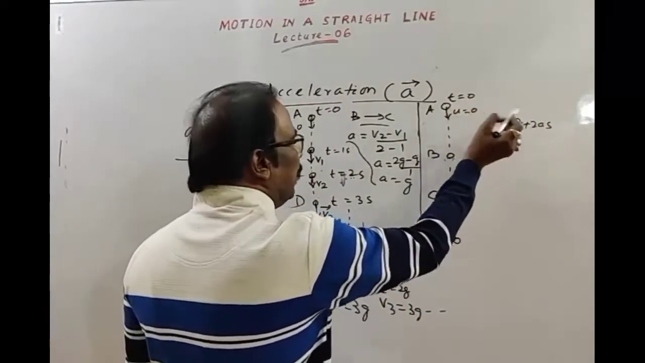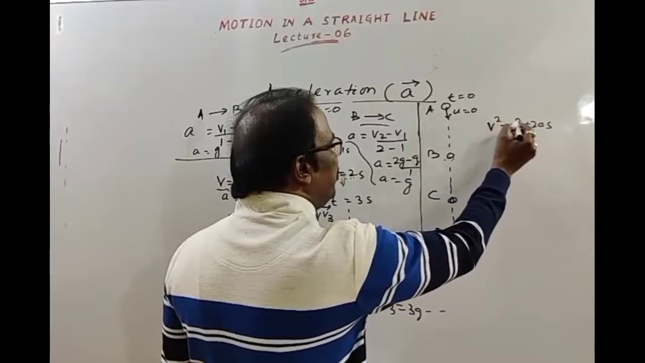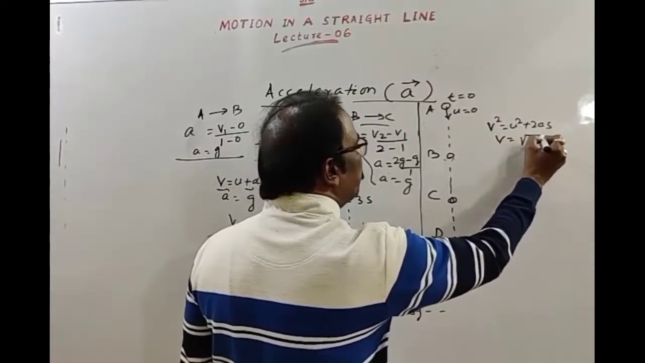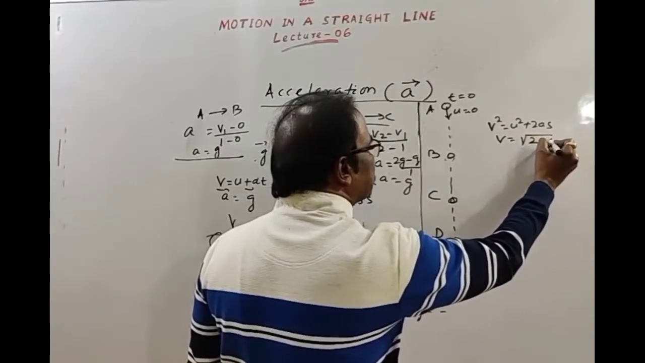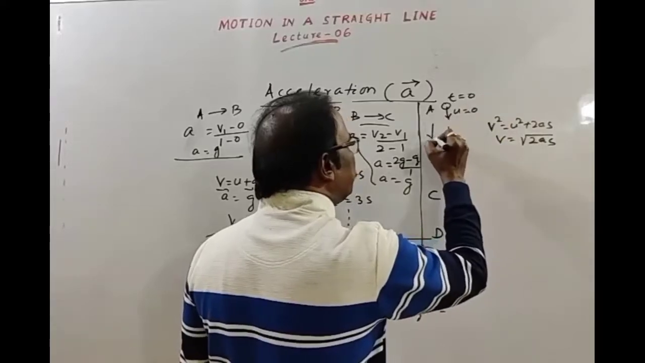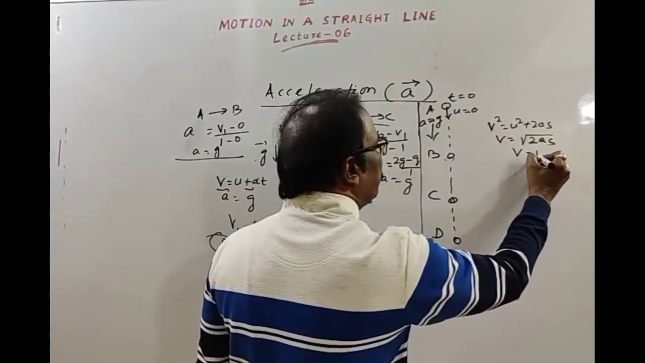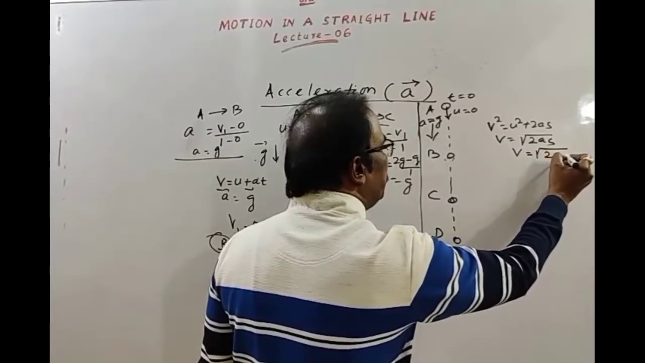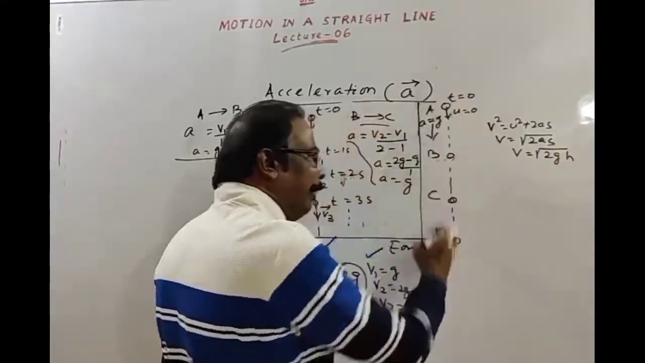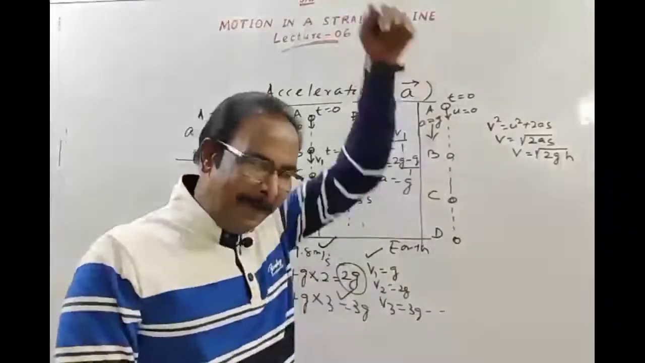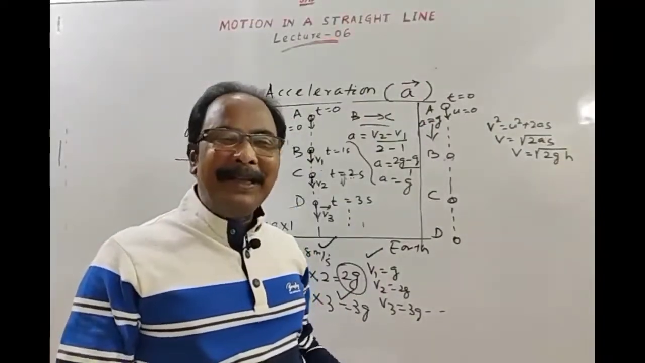Here U is 0, initial velocity 0. So V is square root of 2AS. Here the acceleration of the body may be taken as due to gravity. So we may take the formula for velocity as root of 2g, and in place of S we can write h, because the body is moving in a vertically downward direction in space.